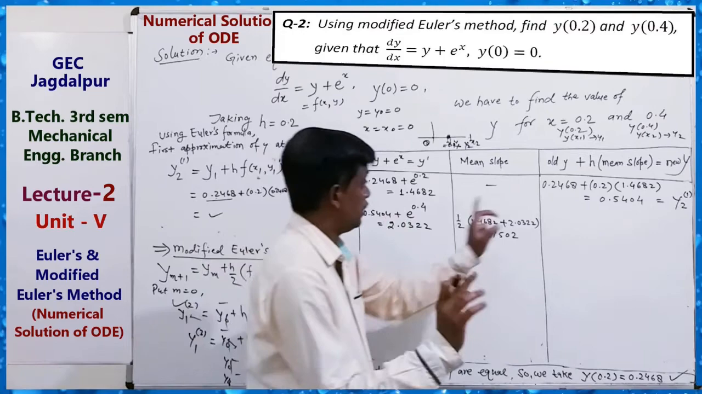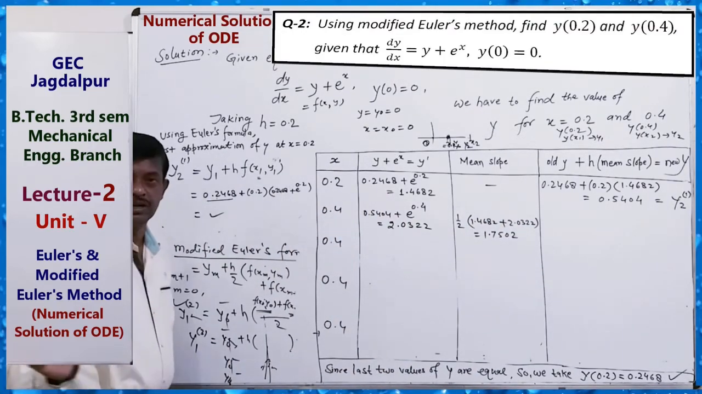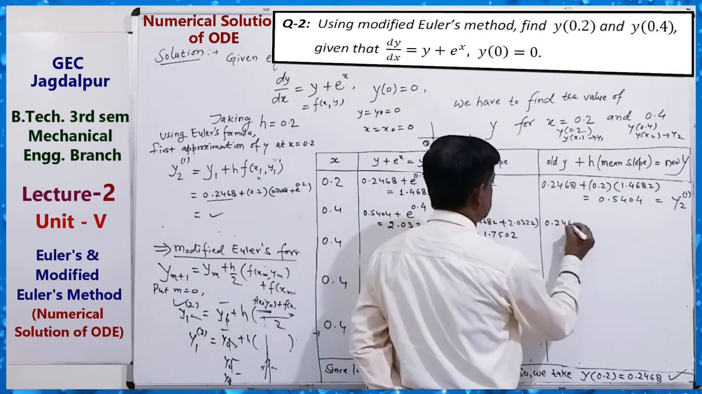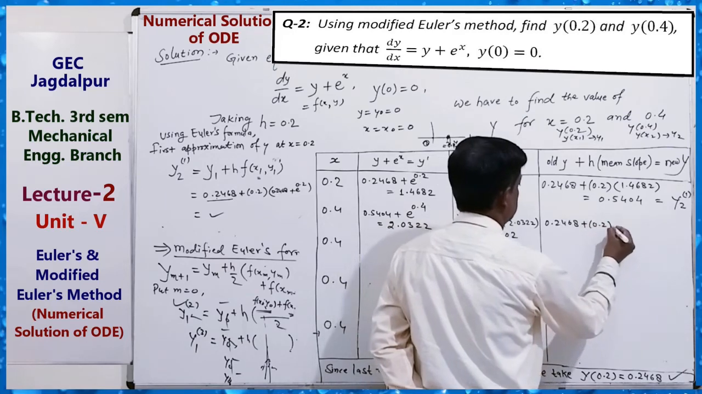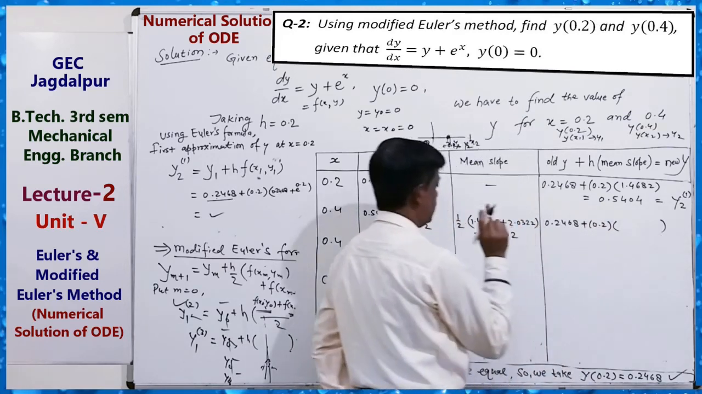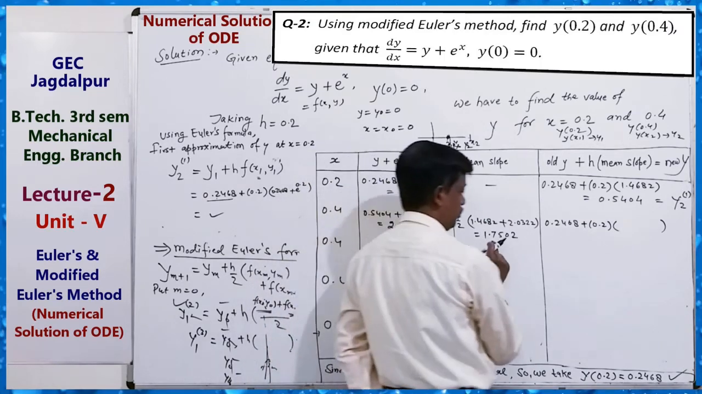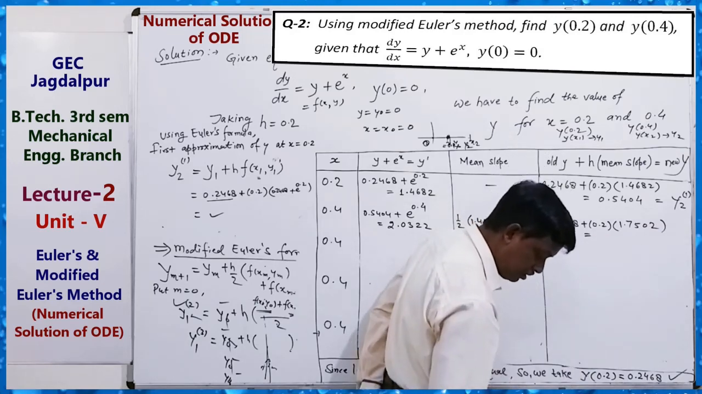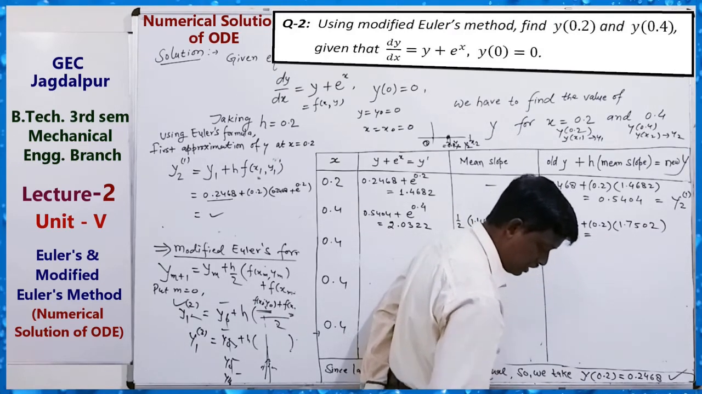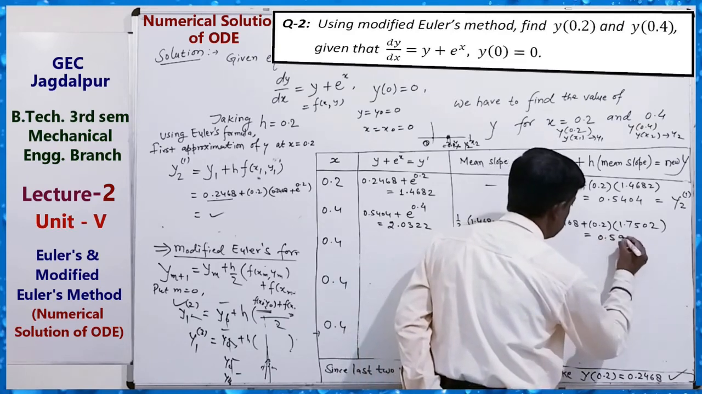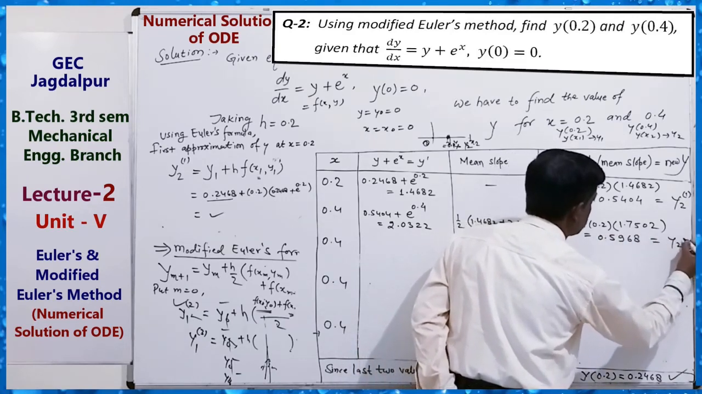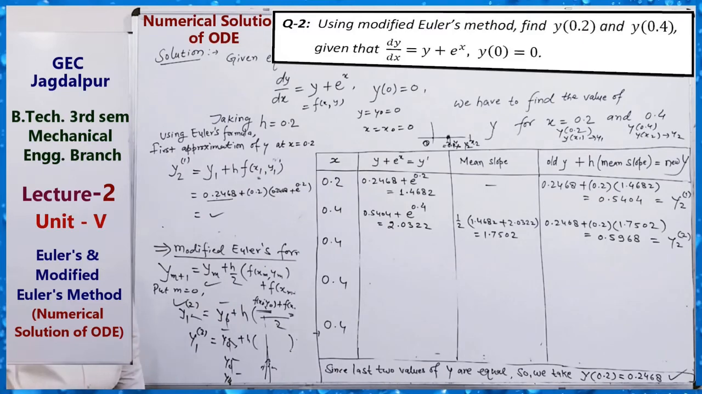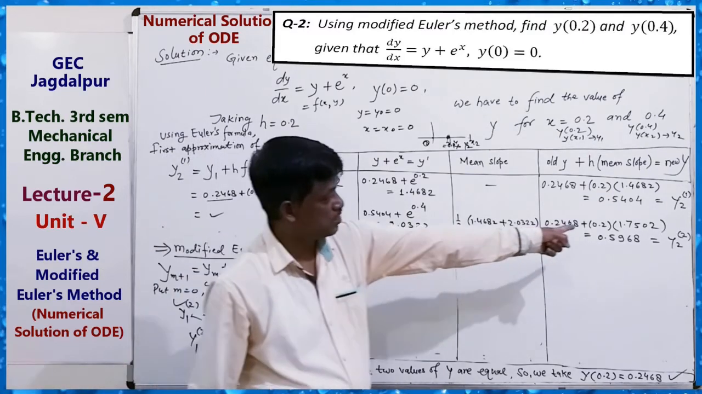Now here, in the second stage, y1 continues. So always y1, this will continue. So 0.2468 plus 0.2. This is common, and only write the mean slope 1.7502. This can be calculated, and its value is 0.5968. This is what? Y2, second approximation by Euler's modified formula, because the mean slope is used.